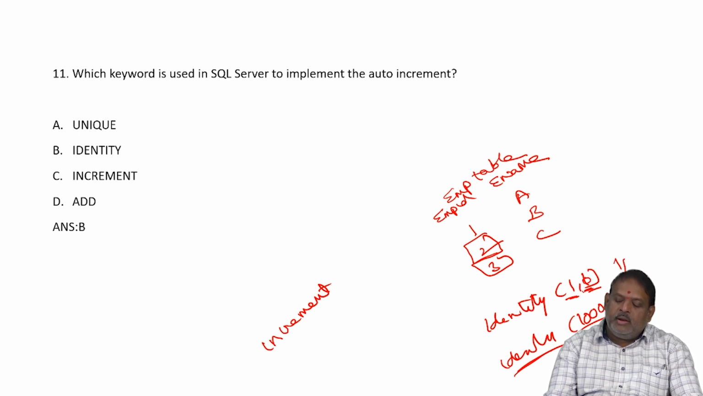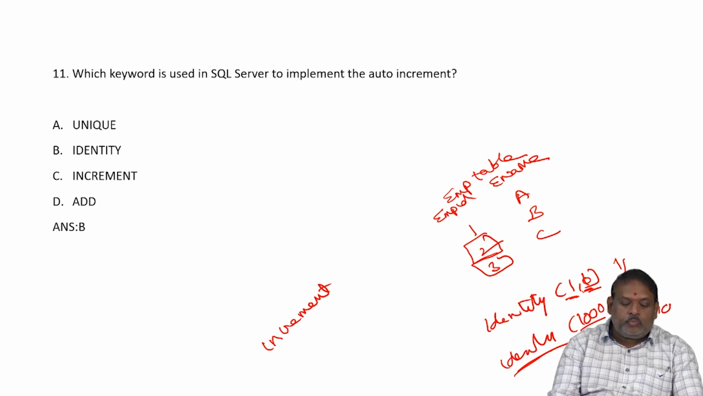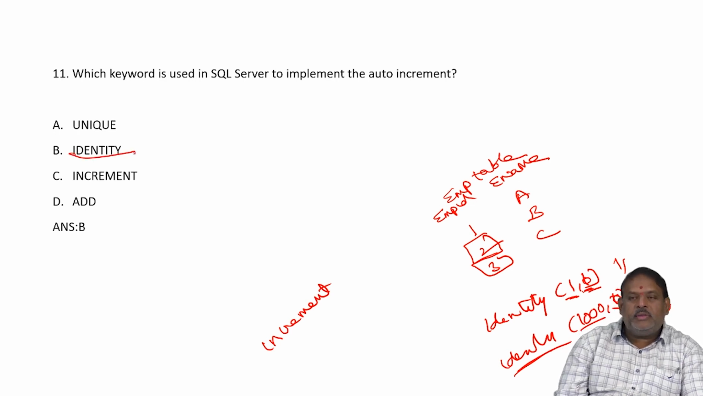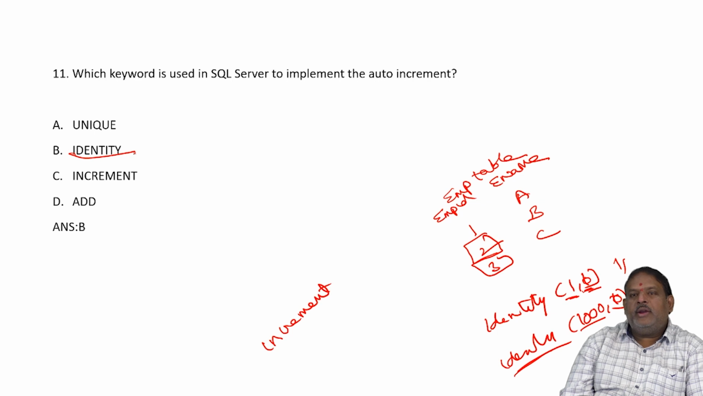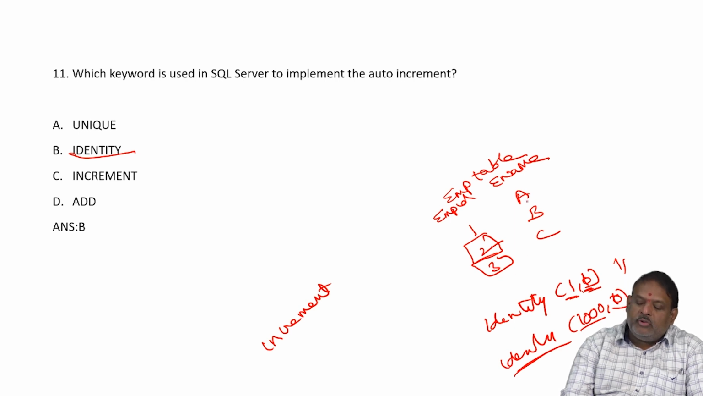Similarly, if I keep it here, it will be 1010. So identity is a property assigned to a column to auto increment the value of a column. Instead of you supplying these values 1, 2, 3, 4, etc., you just have to say A, B, C. Automatically, this value is populated based on the identity property.